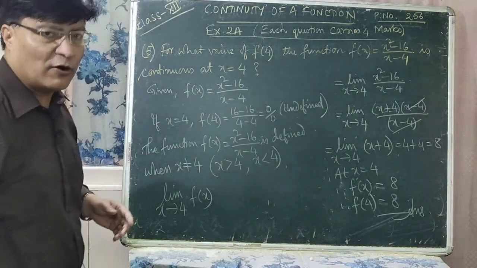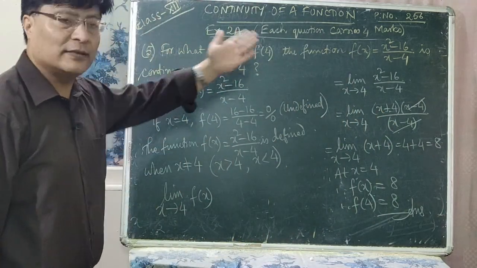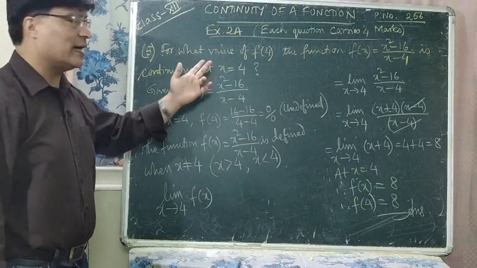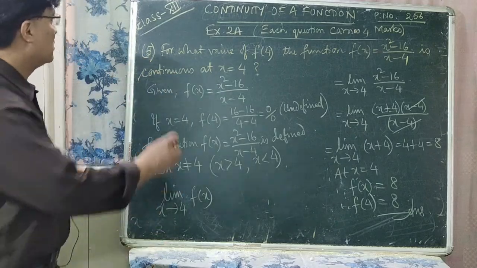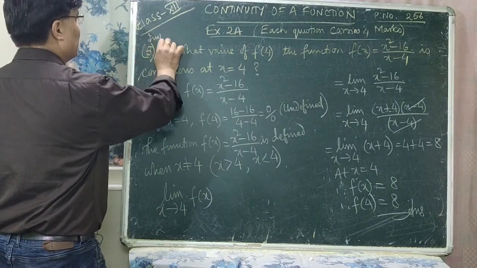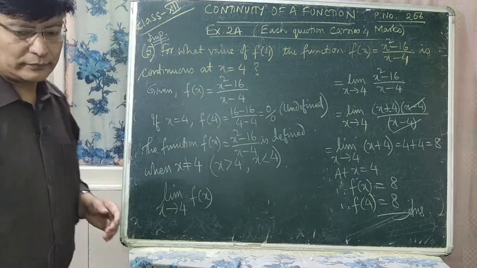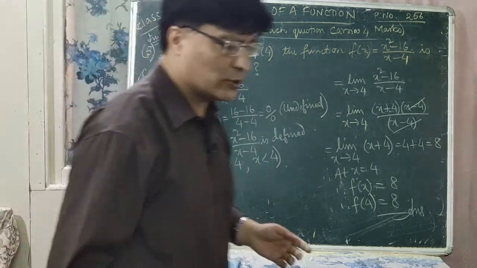So what is the value for f of 4? It is 8, such that the given function is continuous at x is equal to 4. Is that clear? This question is very, very important, so you can copy it. We'll do the next question now.